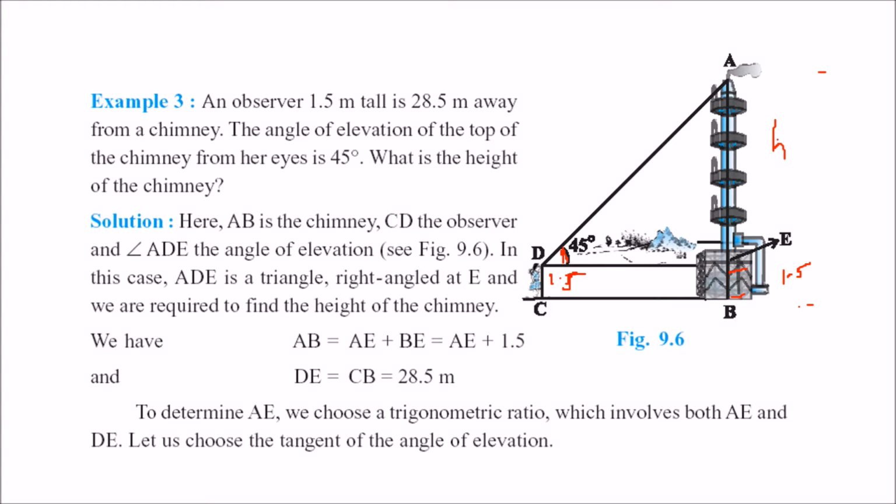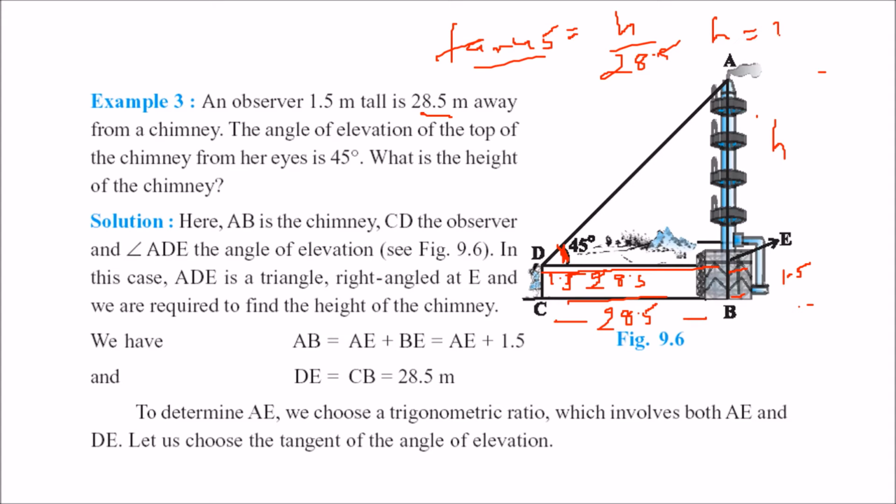So this will take directly the tan 45, because we know that this distance is 28.5. This is given 28.5 meter away from the chimney. So this is again 28.5. This one also parallel lines. So tan 45 will be what? Perpendicular by base, that is h by 28.5. Tan 45 is 1, so h will be 28.5.